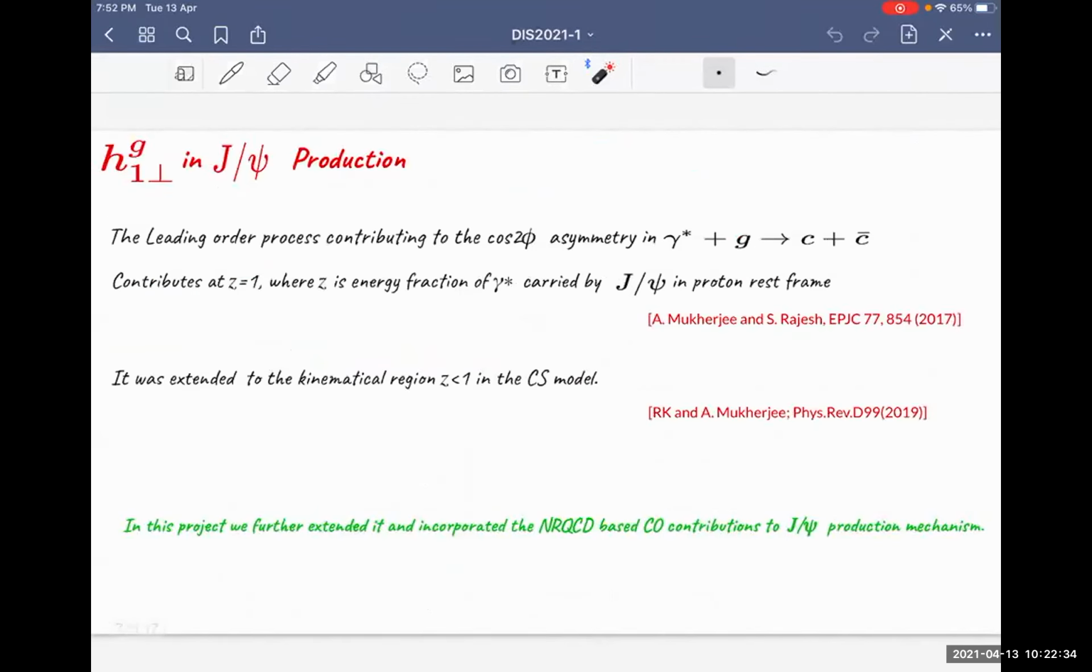So in this very article, the authors probed the cos 2 phi asymmetry in J/psi production through this leading order process at z equal to 1. And it was further extended in this very article to the kinematical region z less than 1, but in the color singlet model. Here in this work, what we have done is we have extended it and incorporated the NRQCD color octet contributions to the J/psi production mechanism.